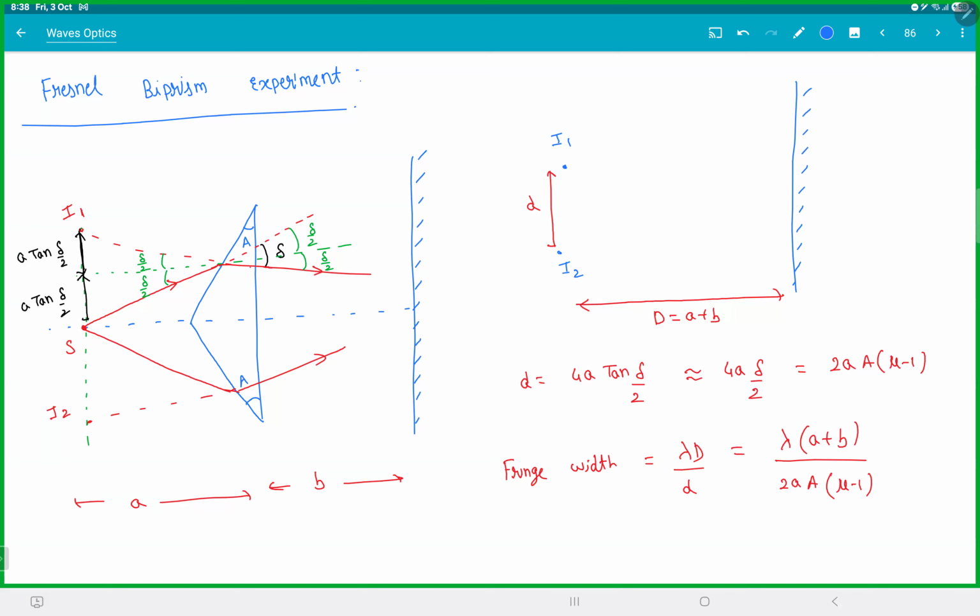So the rays get deviated by delta, and you take the images I1, I2 exactly on top of the source. If you know these two points, you can derive it. It won't take much time. Clear with this?